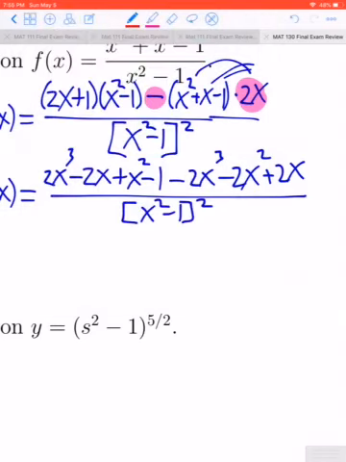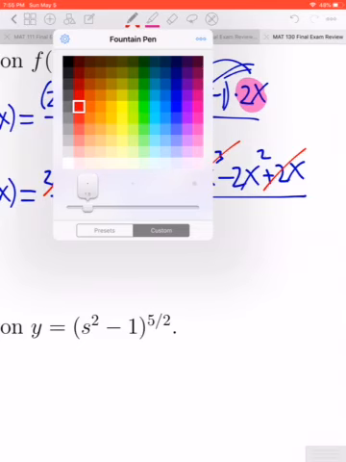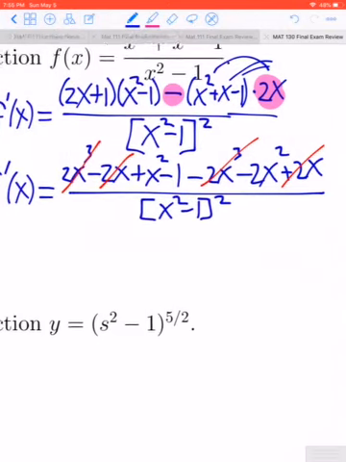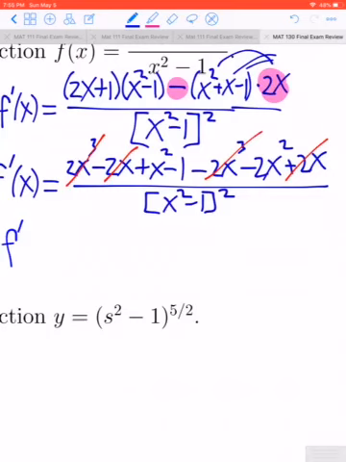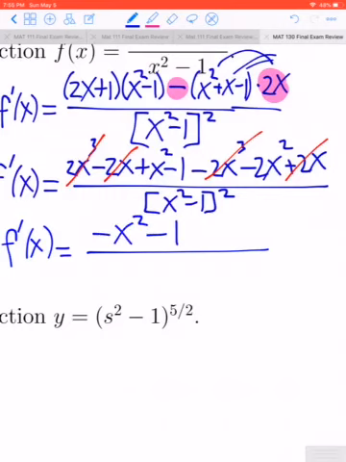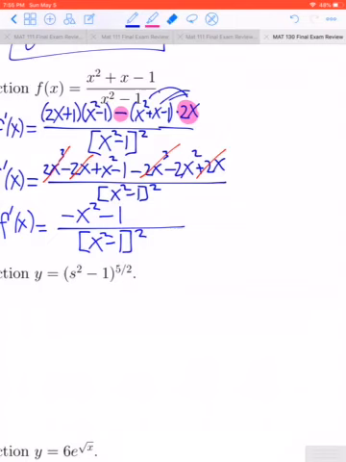Sticking with the numerator, we want to try to simplify this as much as we can. I see a positive 2x and a negative 2x, which will cancel. We also have a negative 2x and a positive 2x that will cancel. And then after that, we just have to combine our like terms. We have f prime of x is equal to x squared and negative 2x squared will make a negative x squared, minus 1, all over x squared minus 1 squared. And it turns out that this is going to be our final answer.